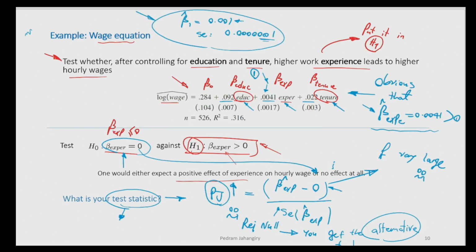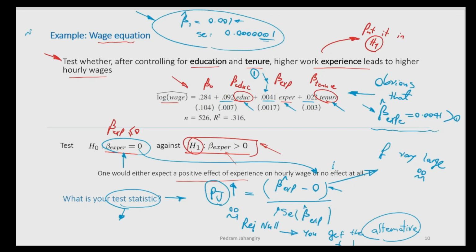Because I always think of this example. 0.001 seems to be very small and very close to 0, but if the standard error is 0.0000001, then you're way more comfortable to say that, you know what, if I do another sampling, in the new sample it's going to be greater than 0. And in the entire population, there's a good chance that it's going to be greater than 0, right?